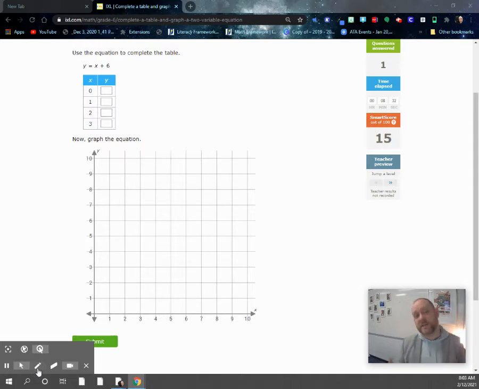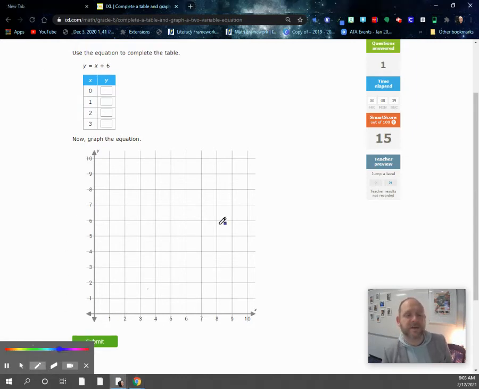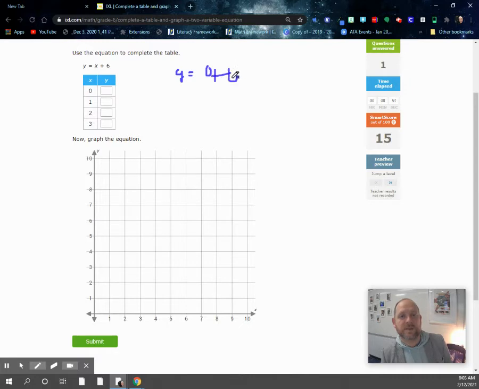The first thing we need to do when filling out a table is take each of the values and plug them into our equation and see what we get. So in this case, our first one, we have y equals, we don't know y yet, and then our first x value is 0. So 0 plus 6, and of course 0 plus 6 is 6. So we know our first value will be 6. I'll come up here and type in my 6.